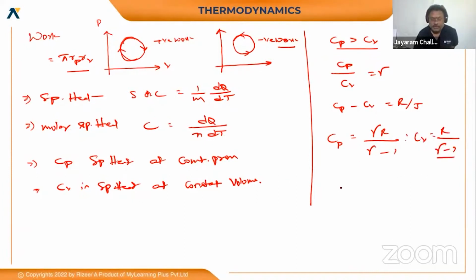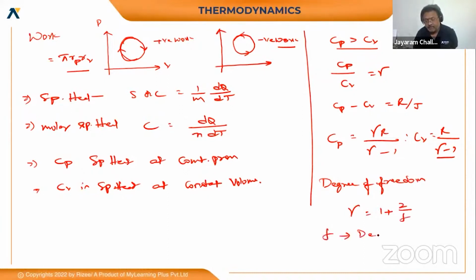Next, degrees of freedom. What are degrees of freedom? Gamma is equal to 1 plus 2 by F, where F is called the degree of freedom.